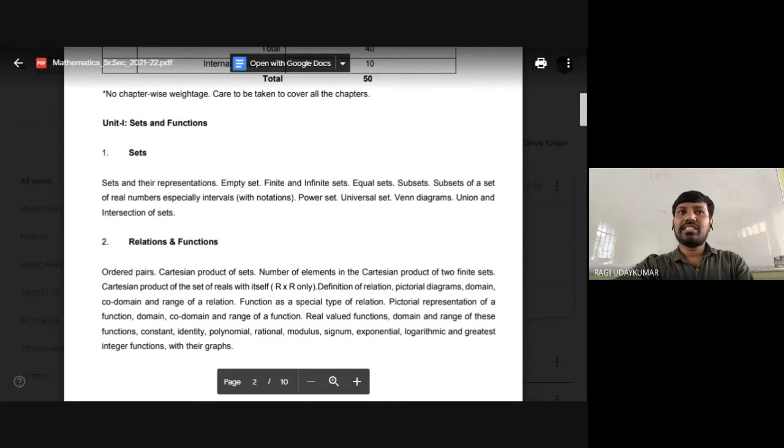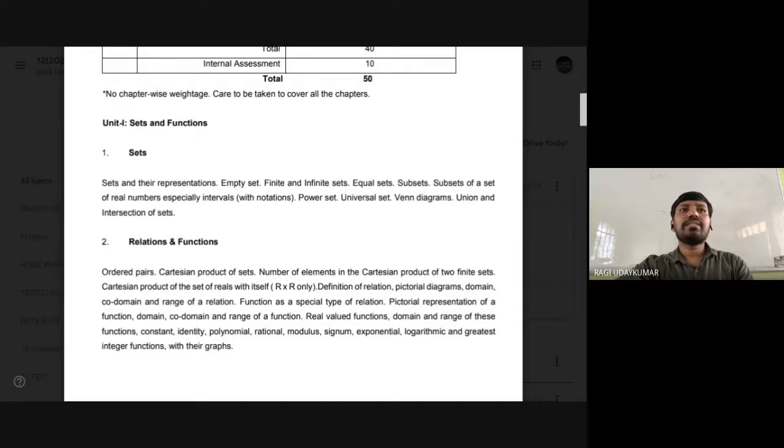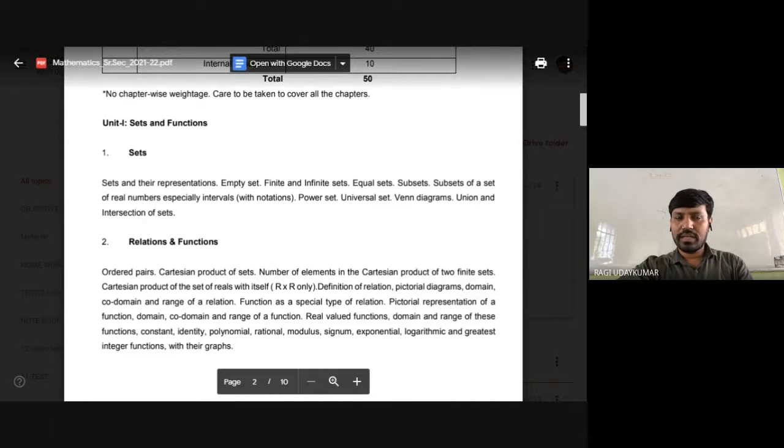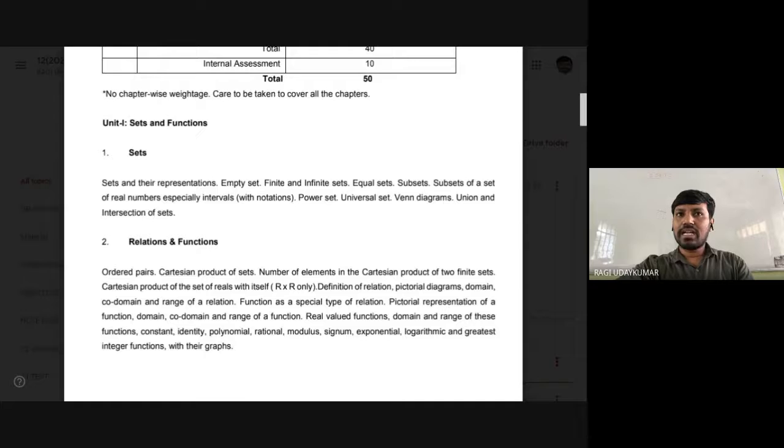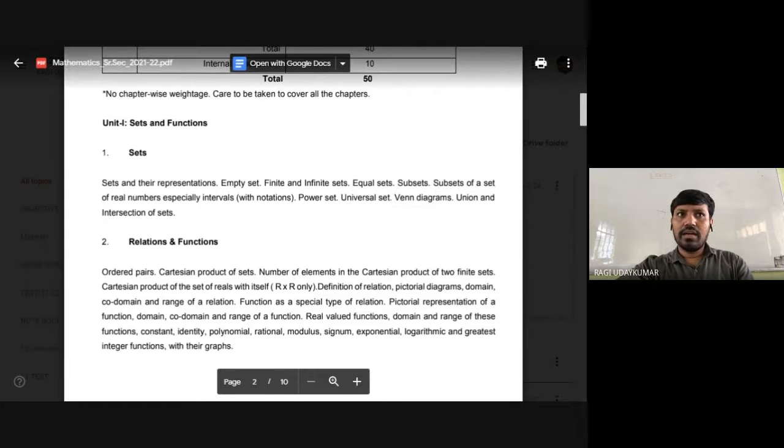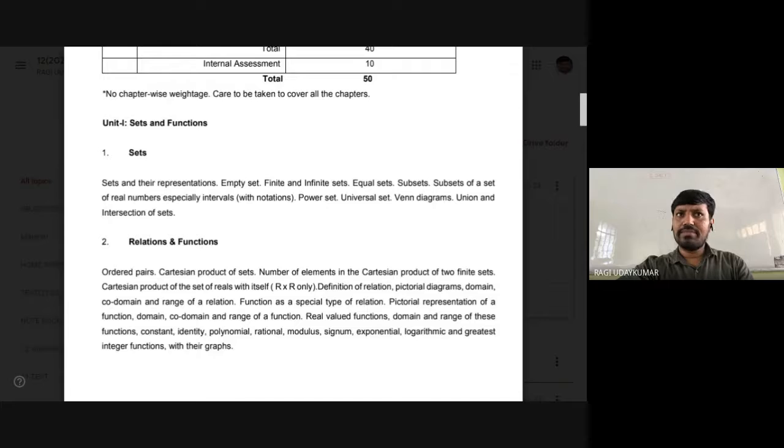Okay. The second chapter is relations and functions. In this, we have ordered pairs, Cartesian product of sets, the number of elements in the Cartesian product of two sets, and of the set of real numbers itself. Definition of relation, pictorial diagram, domain, codomain, and range of a relation. Function as a special type of relation, pictorial representation, domain, codomain, and range, real valued function, domain and range of functions: constant, identity, polynomial, rational, modulus, signum, exponential, logarithm, and greatest integer functions with their graphs.